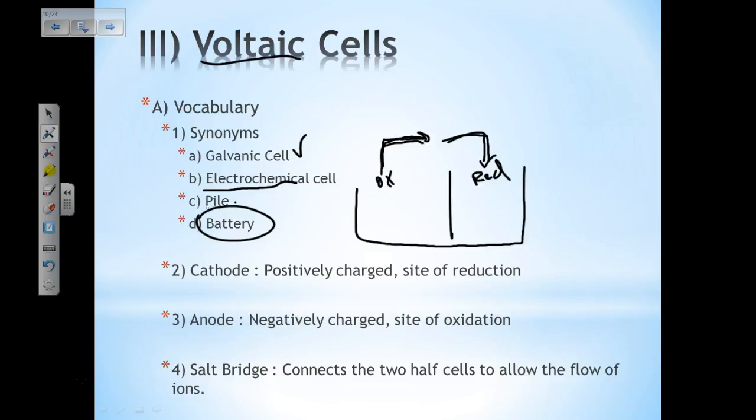Okay, and so there are electrodes. Some of the vocabulary that you have to know: there are electrodes, and so there's a cathode and an anode. The cathode is positively charged. The anode is negatively charged, and I remember this because cats are positive influences in people's lives.